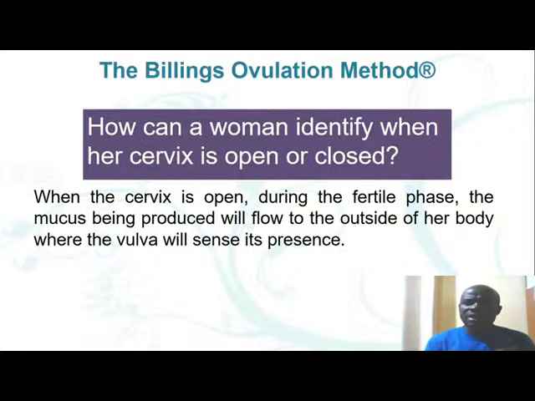The other issue that I want to put across here is that in the Billings Ovulation Method, we don't use a thermometer at all. Why? Everything has been catered for along the Billings Ovulation Method, with the four rules that the Billings method uses as a form of security to protect you.